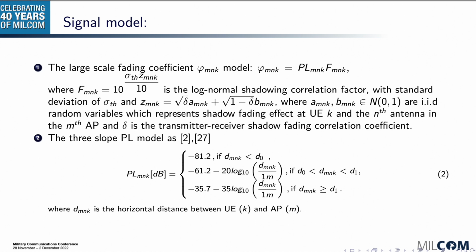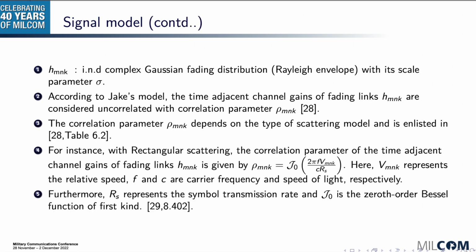Coming to the signal model, the large scale fading coefficient φ_mnk is the product of path loss and log normal shadowing correlation factor. We consider a three slope path loss model, as we can see here, where d_mnk is the horizontal distance between the user and AP, and d0 and d1 are the reference distances. h_mnk is independent but not identically distributed, a complex Gaussian fading distribution which has a Rayleigh envelope with a scale parameter called sigma.